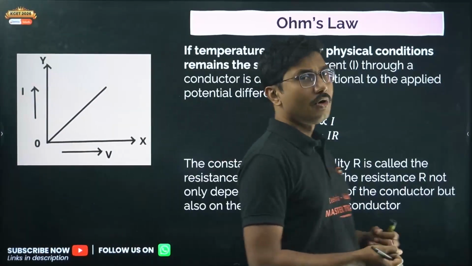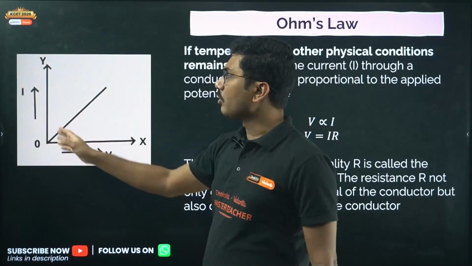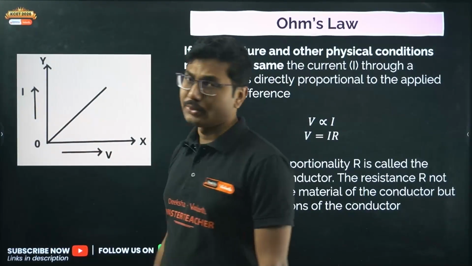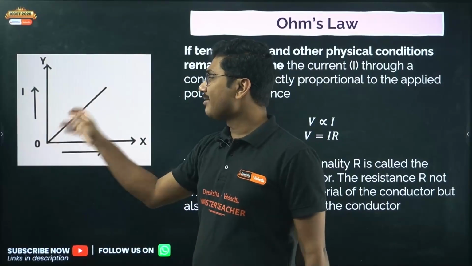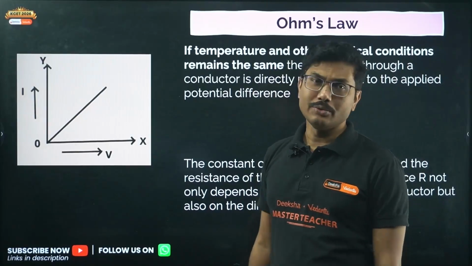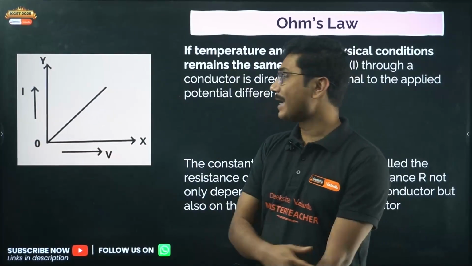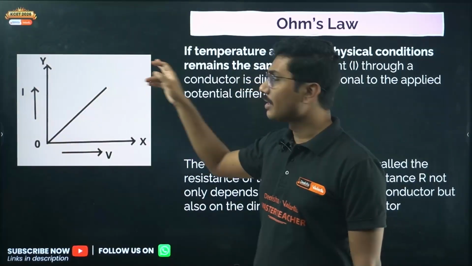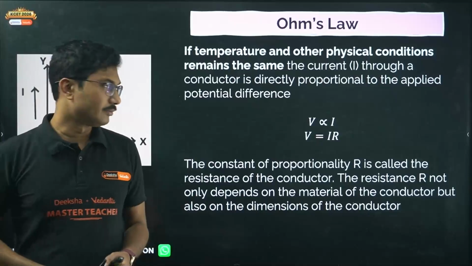Now if you plot a graph where you increase voltage and correspondingly measure the current passing through the conductor, then the graph that you will get will be a straight line passing through the origin. So at 0 voltage, 0 current should pass, and as you increase the voltage, current increases. An ideal conductor should always give you a straight line graph.